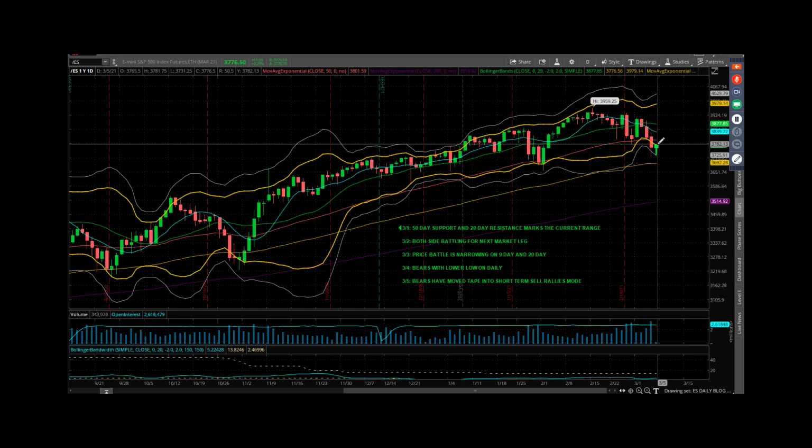So you hear the term sell rallies out there. That is what we saw yesterday. That's what we might see today if the bears are able to keep up the pressure. Okay? So you can see the yellow line here. That is the lower Bollinger Band.